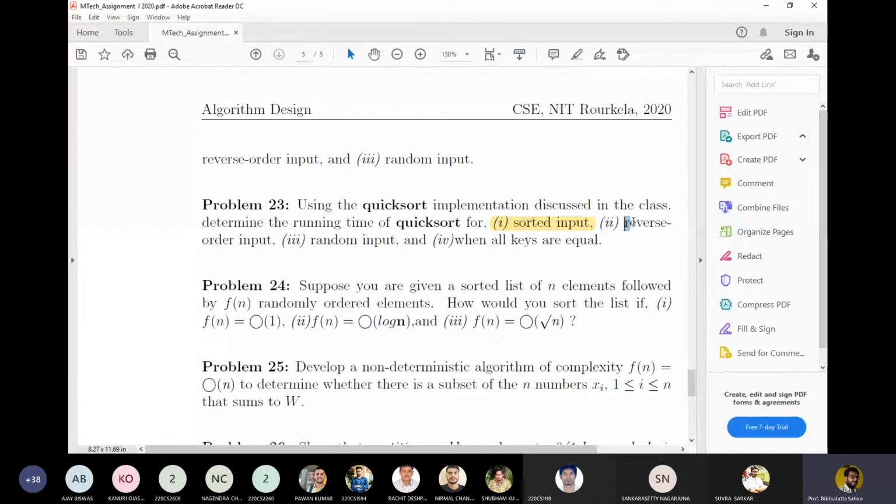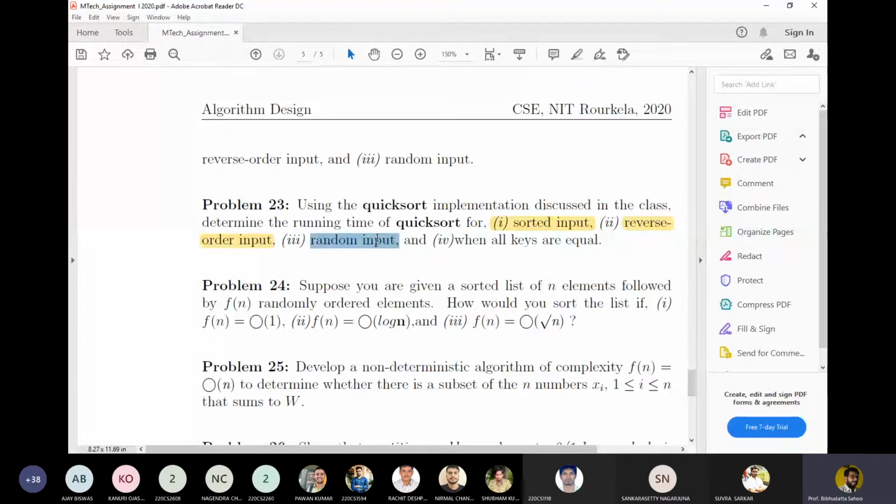Now this reverse order input is also sorted. Maybe it is in ascending order, or you want to do it in descending order, it does not make any difference. My algorithm selects the first element as the pivot. So case number 2 and case number 1 are identical, both of them lead to the worst case.